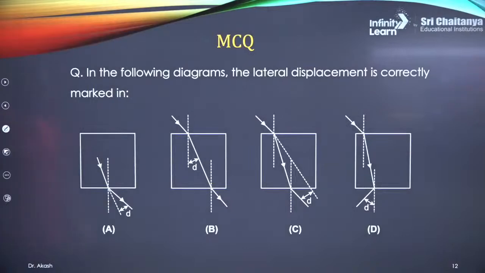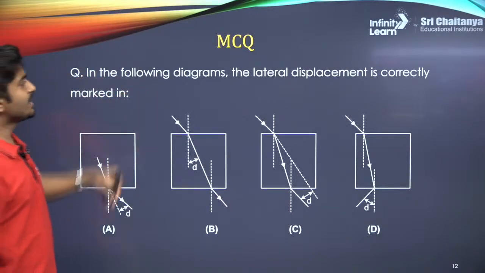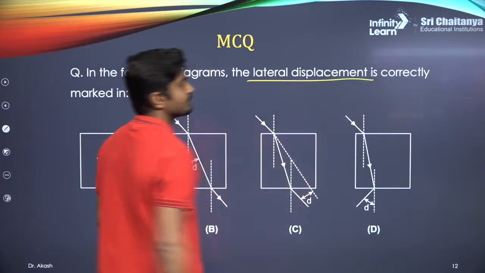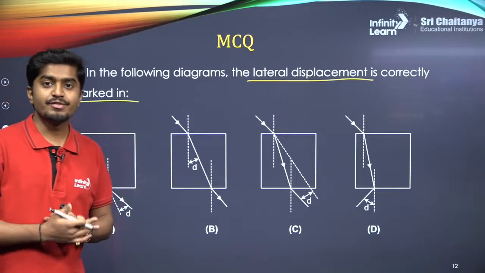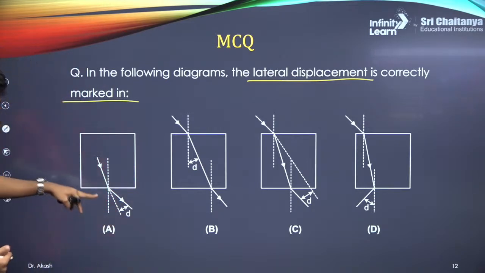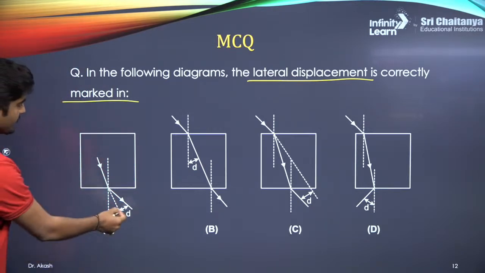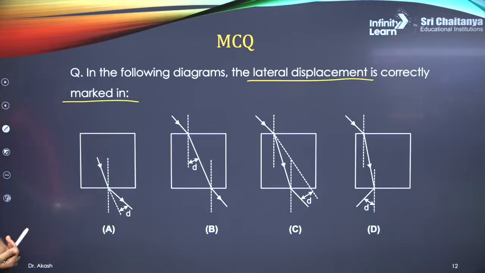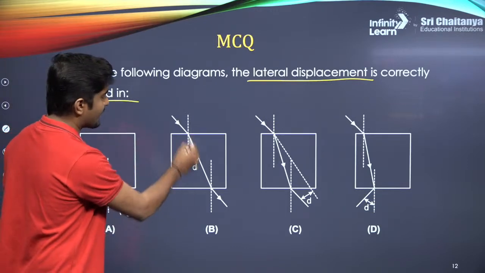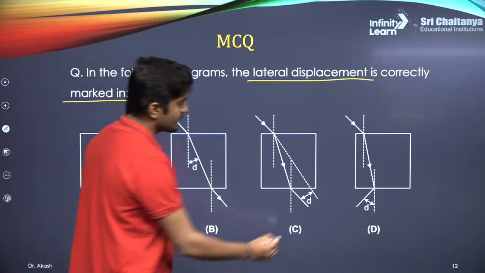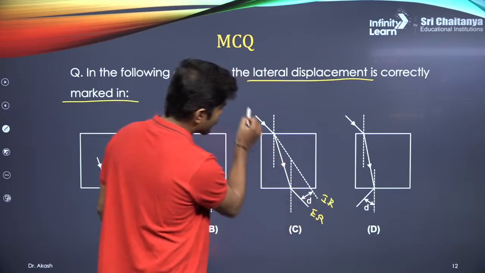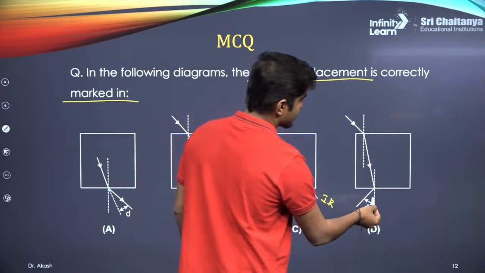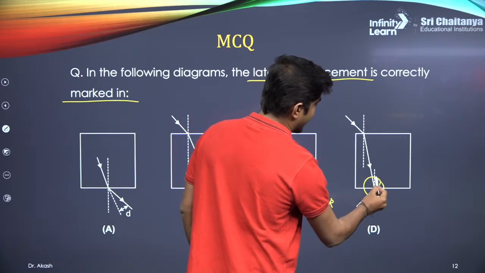Now solve this. In the following diagram, lateral displacement or lateral shift is correctly marked in which of the following? Where is the lateral shift correctly marked? So in the first one, it is marked between these two arrows. In the second, it is between this normal and the refracted ray. In the third one, there is an emergent ray and there is an incident ray, direction of the incident ray, and this diagram is not correct.